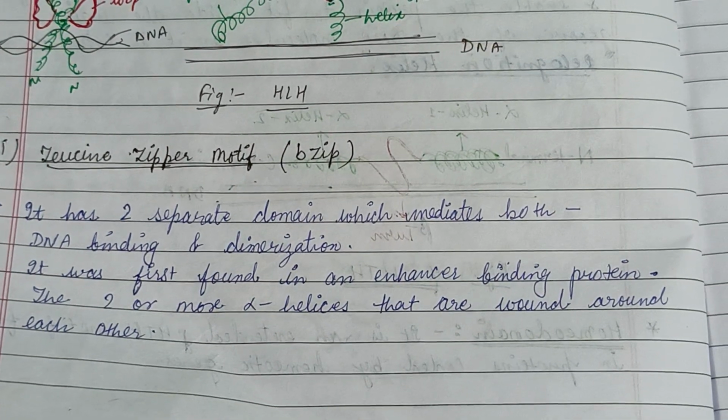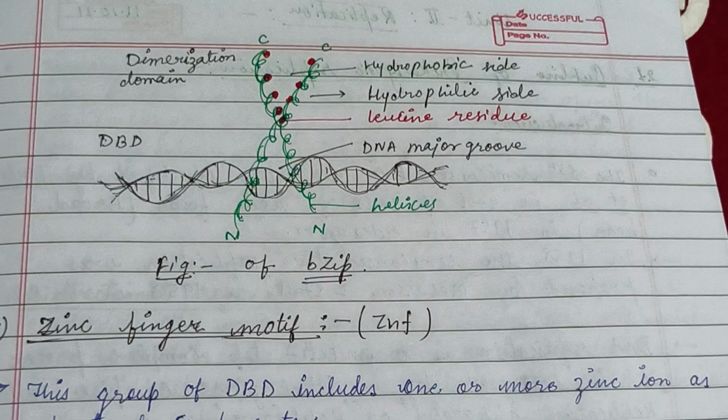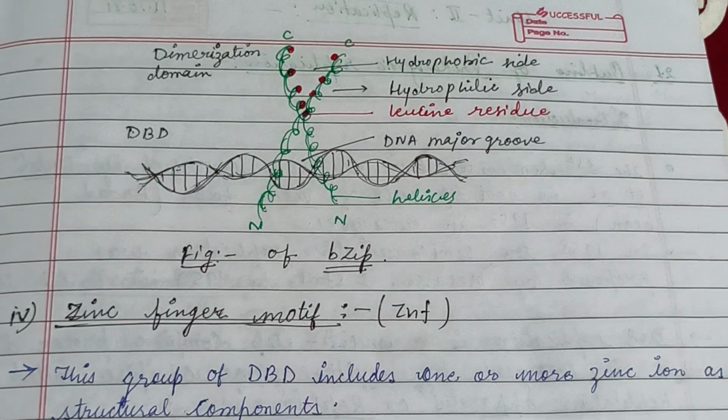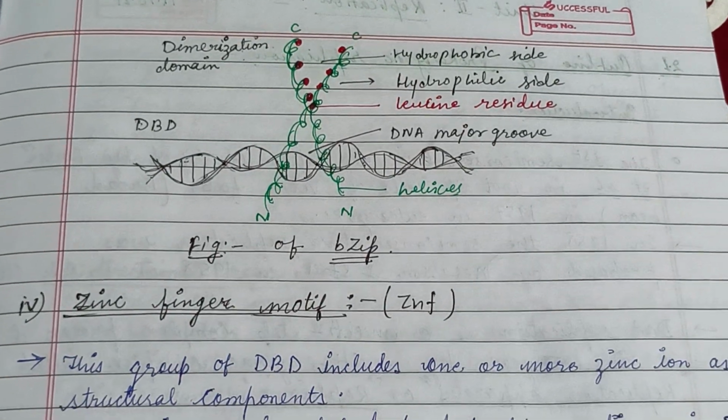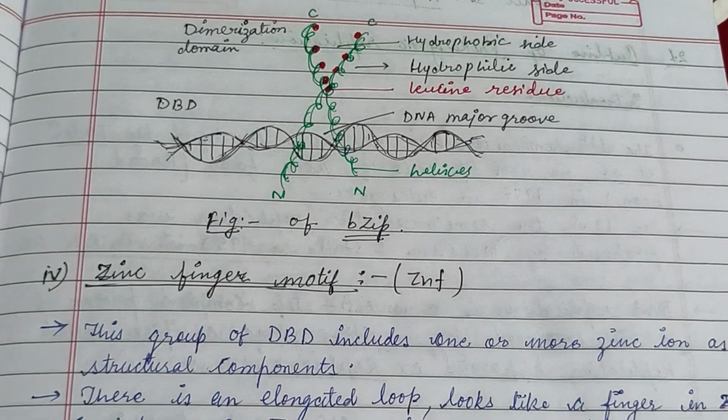So the third one is the leucine zipper motif. It has two separate domains which mediate both DNA binding and dimerization. So the figure shows the leucine zipper motif. The figure describes the hydrophobic side, the hydrophilic side, leucine residues, and the DNA major groove and the minor groove.